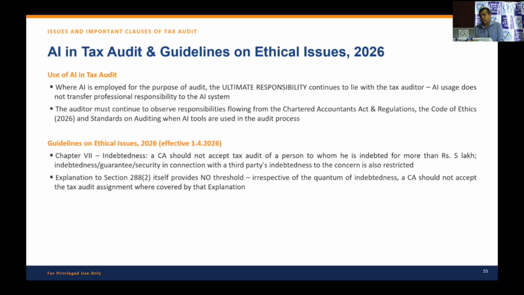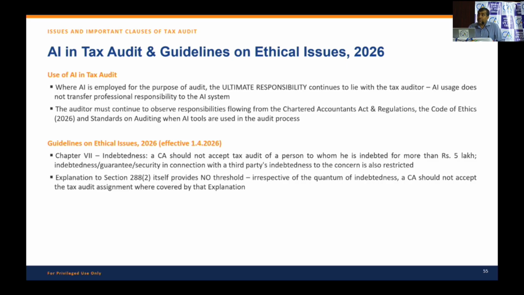AI also we discussed. A couple of important things which have come up from this guidance note is the indebtedness paragraph. Like, we check all those parameters of indebtedness as far as applicability of auditors' appointment is concerned, or eligibility of auditors is concerned when it comes to the Companies Act. But similar provisions are there for income tax, tax audit as well, which we tend to miss. So just be careful on those aspects as well.